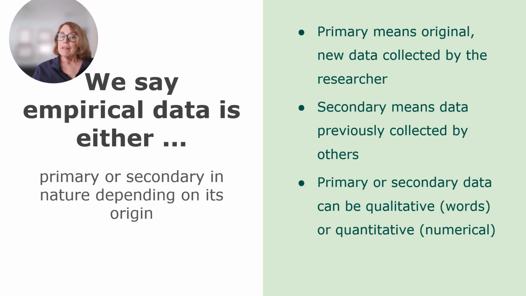On the other hand, secondary means that the data is already there. It's been previously collected by others. So there's no need for the researcher to actually design an instrument, for example, such as a survey. The data exists. The researcher thinks it's appropriate to analyze in order to answer their research question. Either primary or secondary data can be qualitative, which means represented in words, or quantitative, which is numerical data.